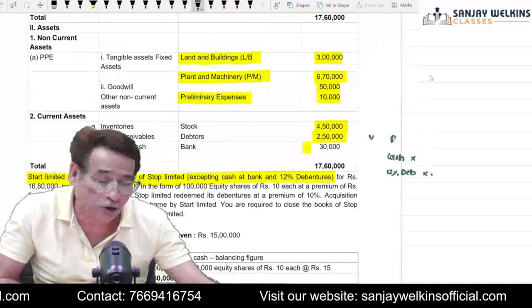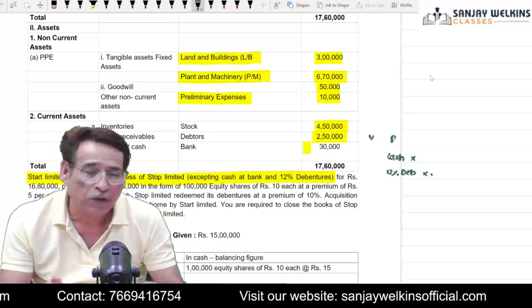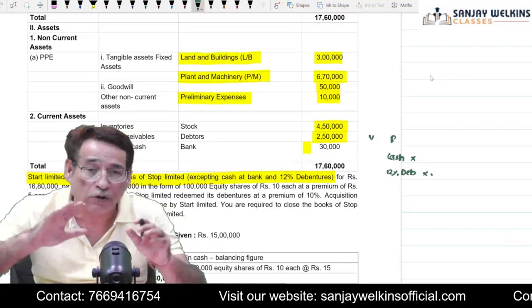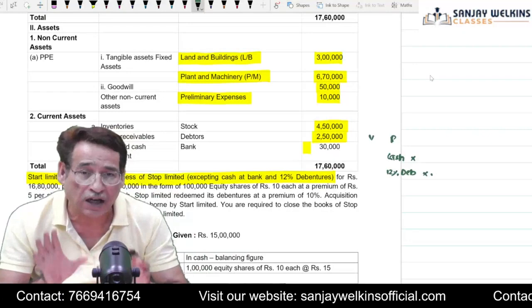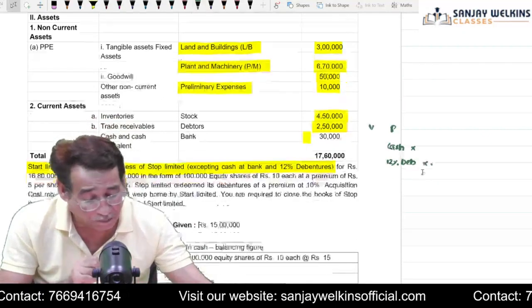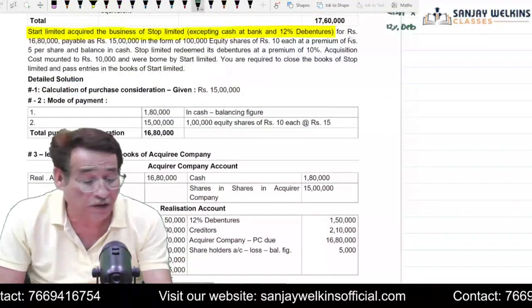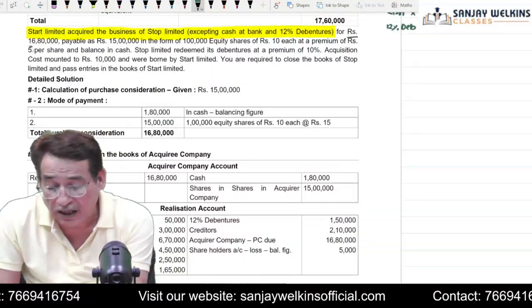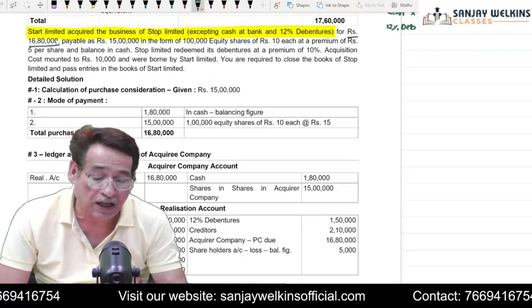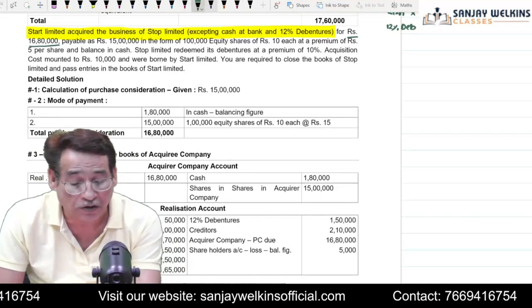But I have already told you, whatever liabilities are there, whether being taken over or not, you are going to transfer them to the credit side of the realization account. I have already told you. Now, further it is given, ₹4,16,80,000 means it is the amount of purchase consideration.